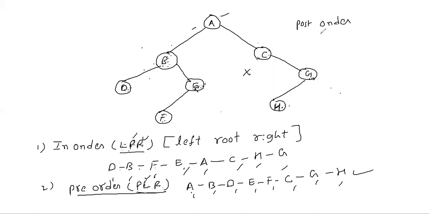For post order, the formula is LRP: left, right, parent. So what you have to take? Left, right, then last you have to write parent. So this is a given tree. For the given tree, first you have to go for left.